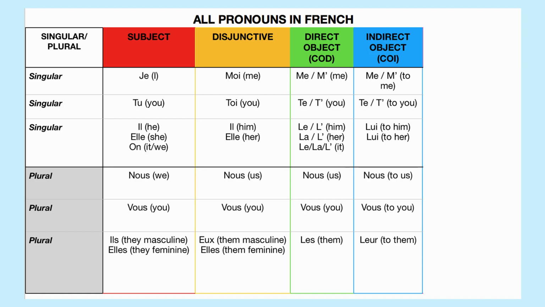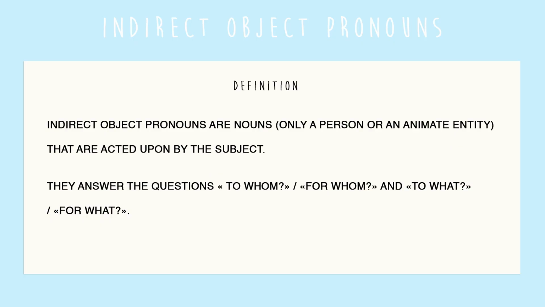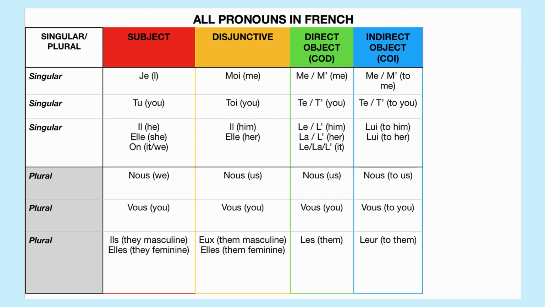Now let's look at the indirect object pronouns. Indirect object pronouns are nouns, only a person or an animate entity, that are acted upon by the subject. They answer the questions to whom or for whom, and to what and for what. Let's read them together. Me, m', to me. Te, t', to you. Lui, to him. Lui, to her. Nous, to us. Vous, to you.